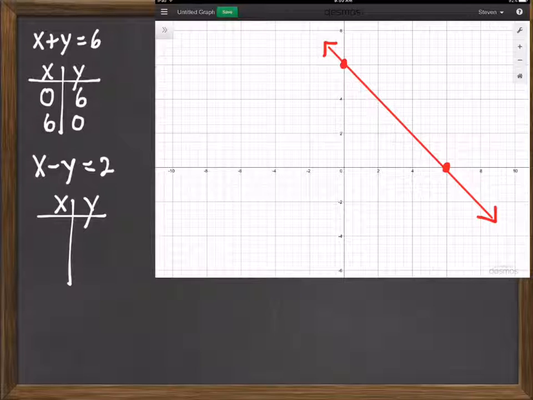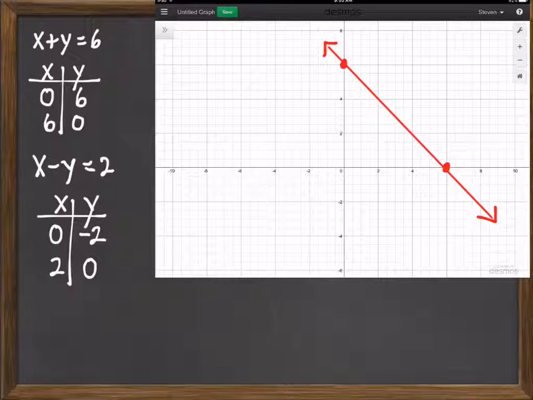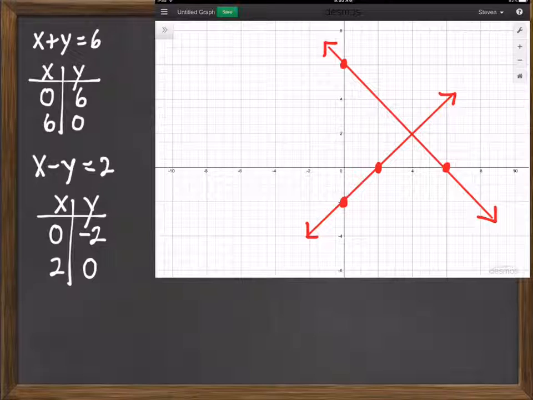So consider the second equation, x minus y equals 2. We could put 0 in for x. If we did that, we'd have negative y equals 2, and so y would be equal to negative 2. Likewise, we could also find the x-intercept by putting 0 in for y. We'd have x minus 0 equals 2, so x equals 2. We could then once again plot those points and draw the line that goes through them. Now that line represents all the solutions to x minus y equals 2.